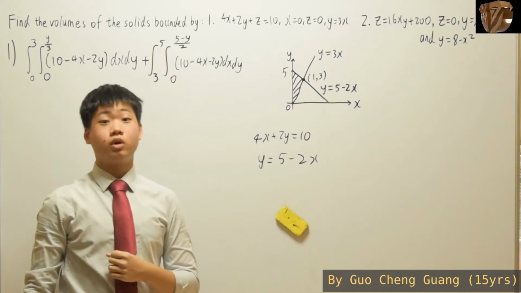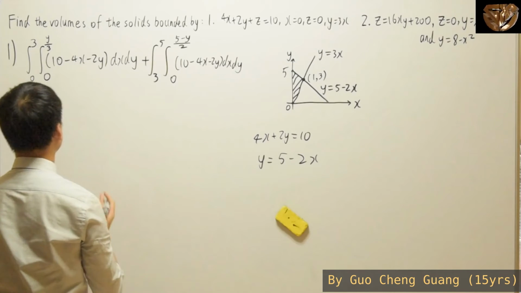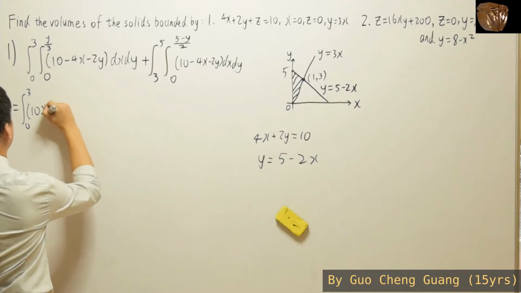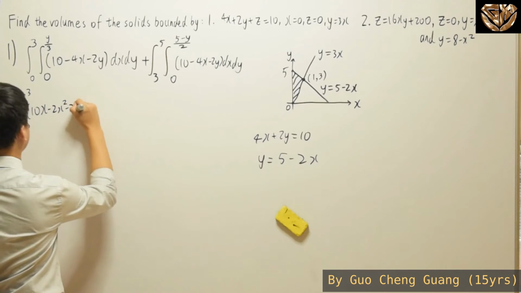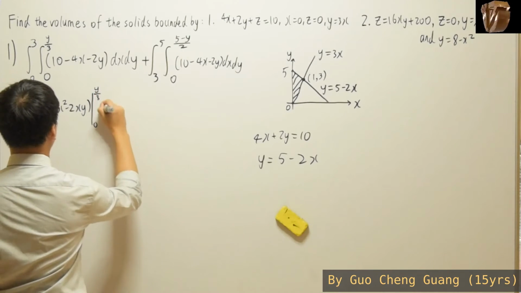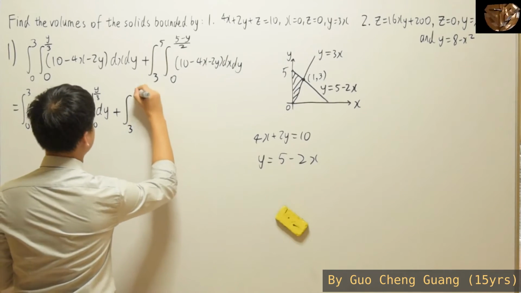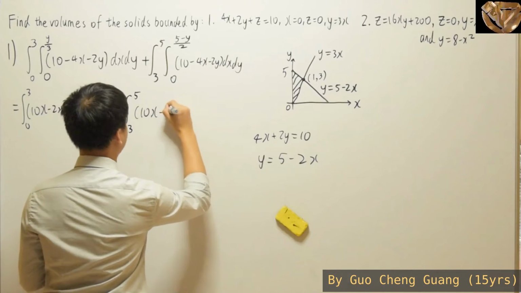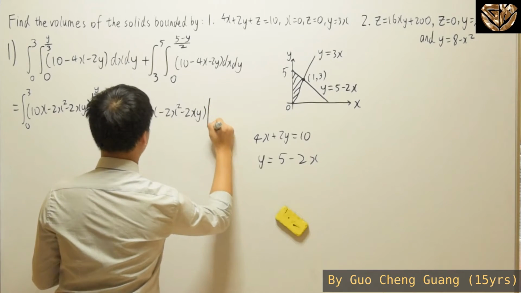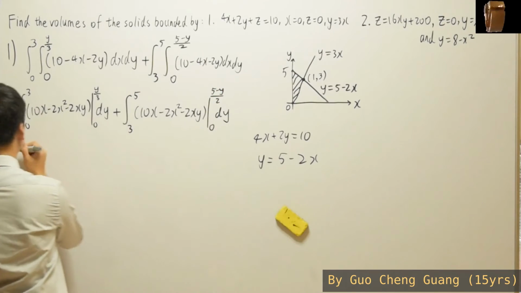And so this is what you will have to integrate. Right, so now that we know these boundaries, the integration part should be much simpler. So integrate from 0 to 3, 10x minus 2x squared minus 2xy, substitute in 0 to y over 3, and then dy. While for your other part, integrate from 3 to 5, 10x minus 2x squared minus 2xy, substitute in from 0 to 5 minus y over 2, and then dy.